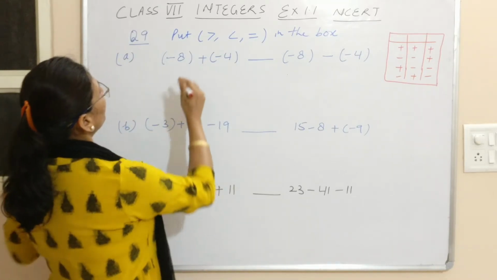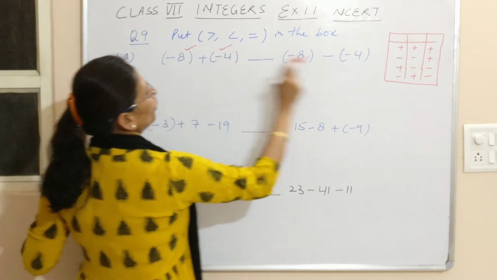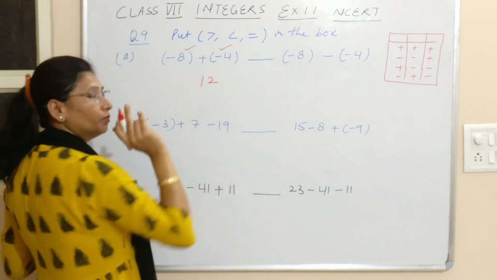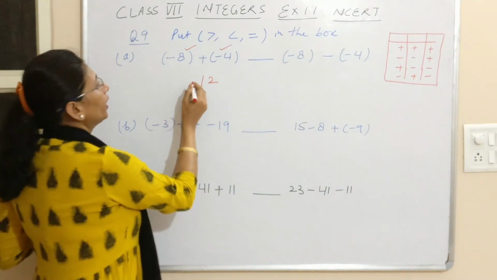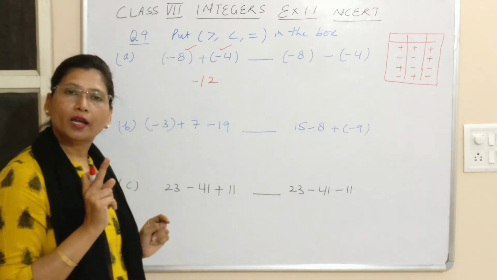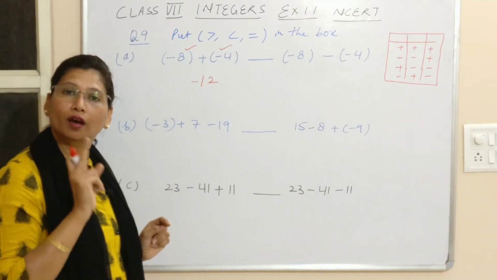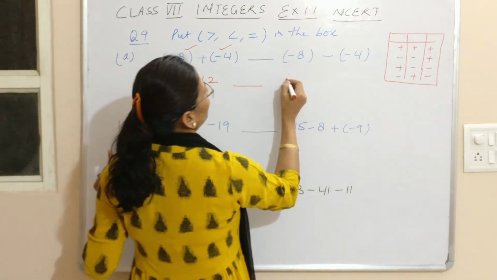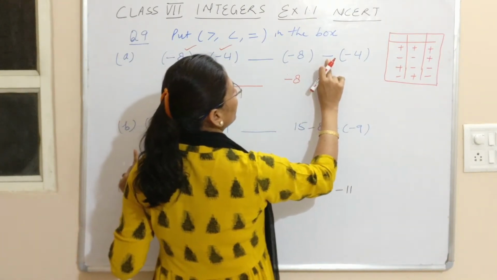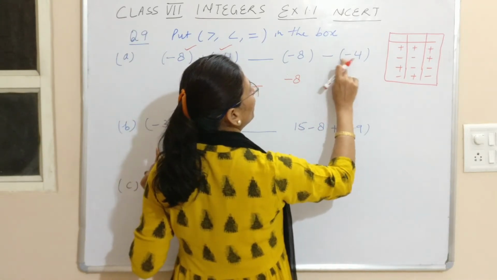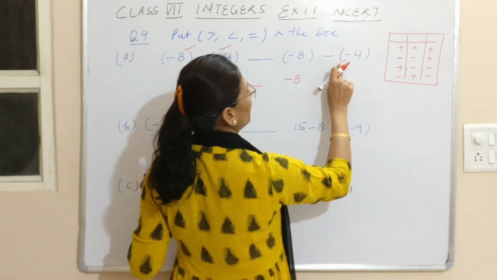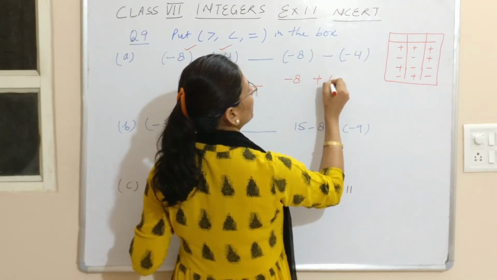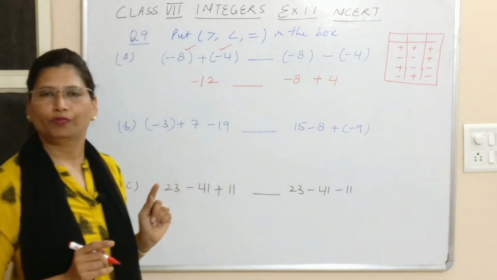Here you can see we are adding two integers which are negative. If the integers are negative, we add them. So 8 and 4 make 12. But you will put a negative sign, which symbolizes that the integers we have added are negative. Now moving to the next: this is minus 8, and if there is a minus sign outside the bracket, you are subtracting, but we need to simplify this. There is a minus sign outside, so we'll change the sign inside. This you must do.